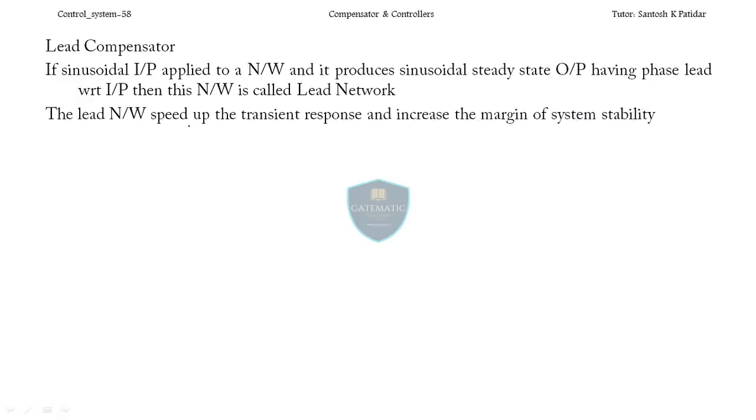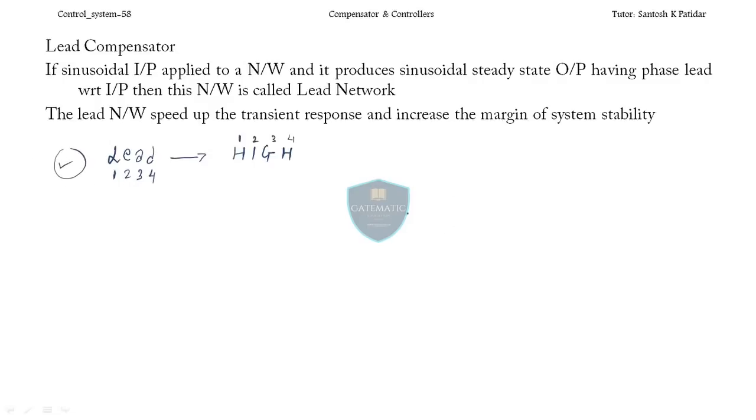The lead network speeds up the transient response and increases the margin of system stability. Actually, you have to remember this: the lead compensator works as a high pass filter. High pass filter. How many letters here? 1 2 3 4. How many letters here? 1 2 3 4. So the lead compensator is nothing but a high pass filter.